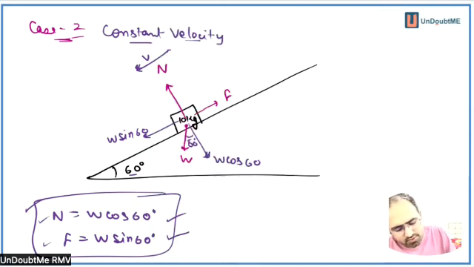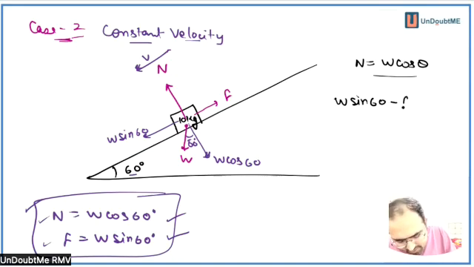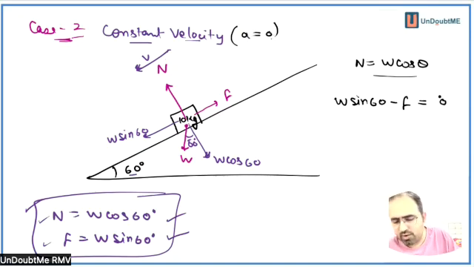If it is moving with constant velocity, then vertically, if I talk about N and W cos 60, there's no change. So I will just write N is equal to W cos 60. But when it comes to the horizontal one, W sin 60 and F, since it is moving down, W sin 60 will be taken first minus force of friction, and since it is moving with constant velocity, which means acceleration is 0, that will be equal to 0.